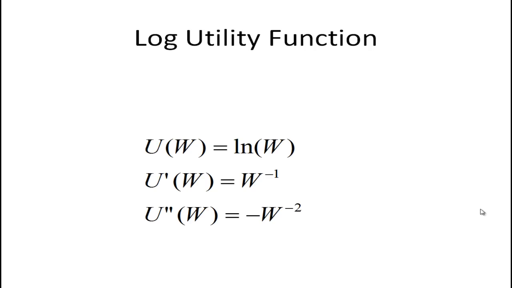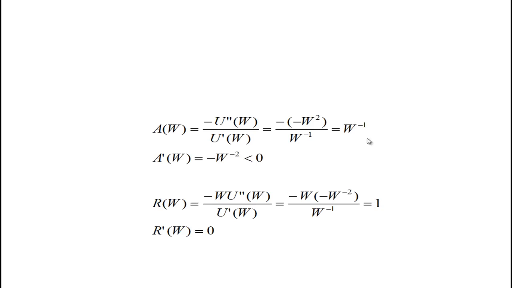Let's take a look at a second utility function, the log utility function. And we're going to define the utility of wealth as the natural log of wealth. First derivative is W to the minus 1 power, and the second derivative is minus W to the minus 2 power. And again, if we work through the absolute risk aversion measure and then take that first derivative, we find that this person exhibits decreasing absolute risk aversion, which seems to make sense, and constant relative risk aversion.